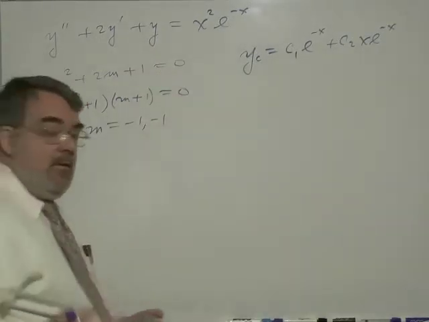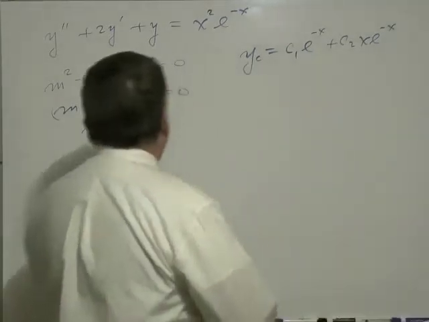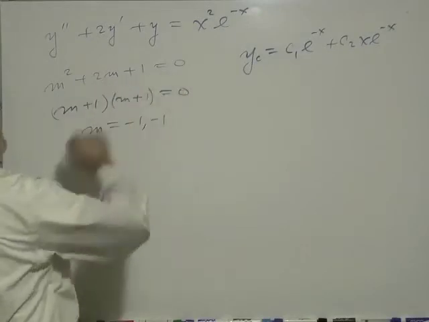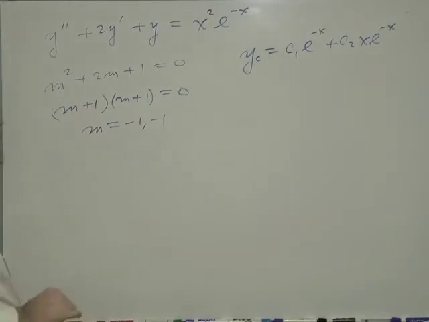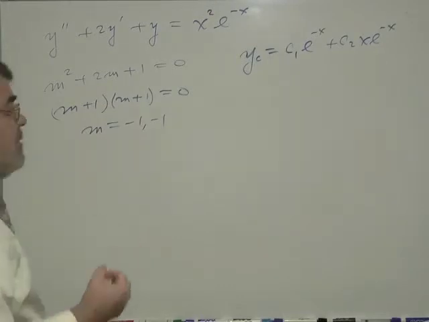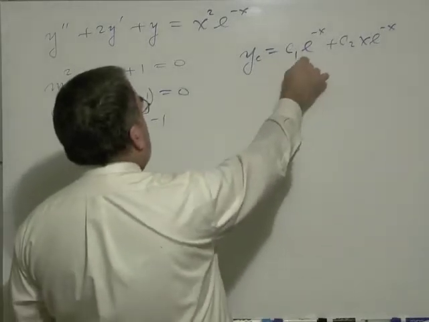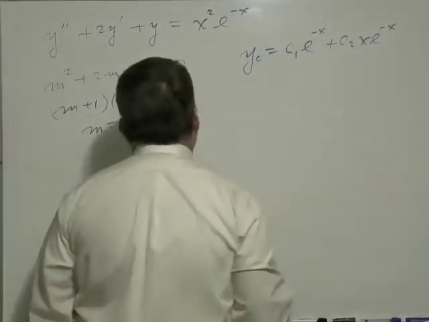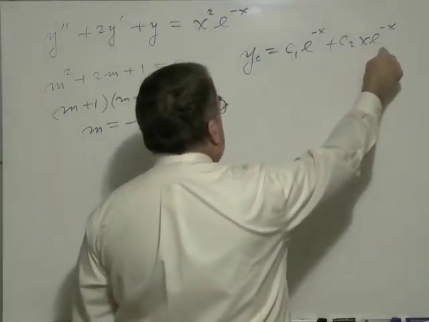Well, when we go to work out the complementary solution, our characteristic equation is m squared plus 2m plus 1 equals 0. It factors as a perfect square, which means there's a repeated root. So in forming the complementary solution, we're going to have y complementary as c1 e to the minus x plus c2 x e to the minus x. So again, when you have a repeated root, you start piling on powers of x.